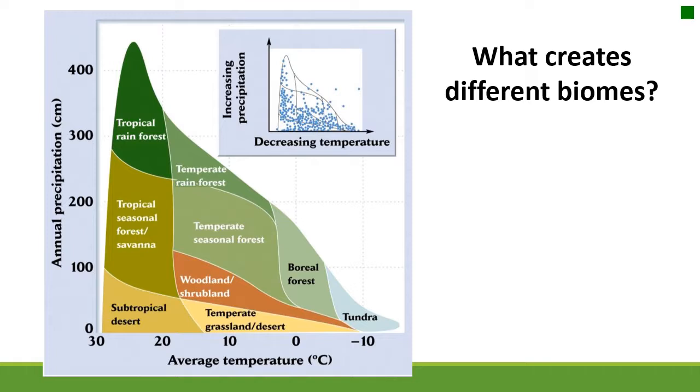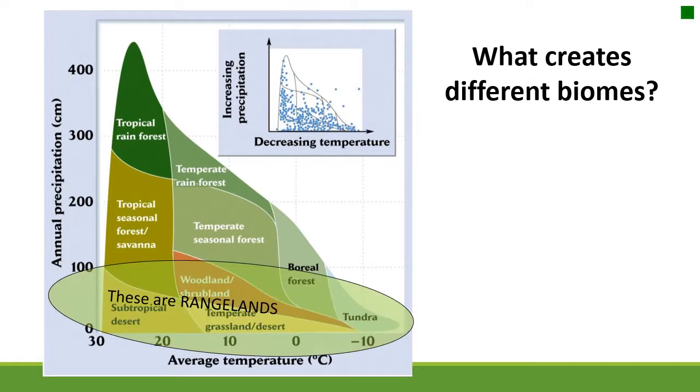Then we start looking down around the bottom. We're looking at subtropical deserts, temperate grasslands, deserts, woodlands, shrublands, temperate forests, boreal forest, tundra. If we remember the definition of a rangeland from chapter 1, page 1, rangelands are deserts, shrublands, open woodlands, grasslands, tundra. So this is our primary focus for this class, the bottom half of this whole figure. There are the rangelands.